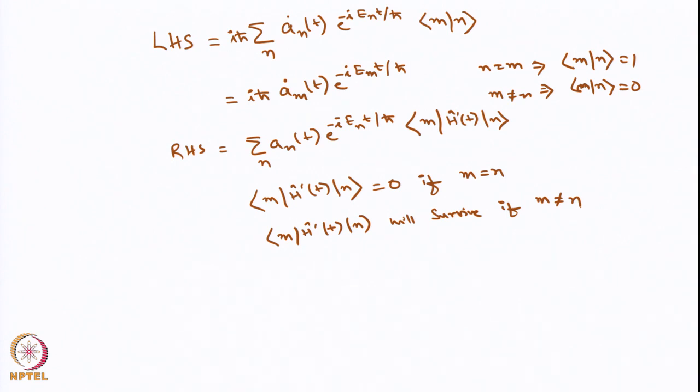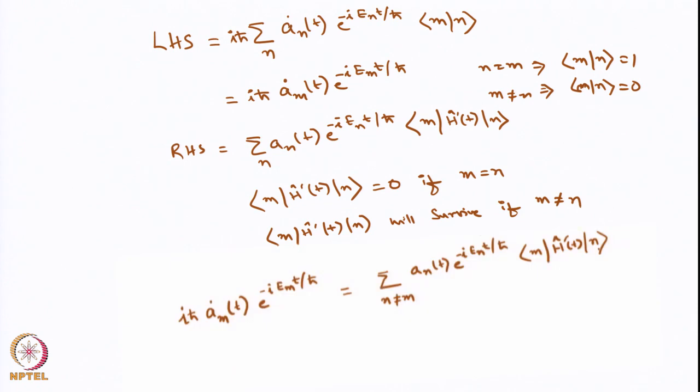Now, which means I can rewrite this equation as iħ ȧ_m(t) e^(-iE_m t/ħ) should be equal to the sum over n not equal to m. So, now you can take all these terms except when m is equal to n, which, as I told you, will not survive: Σ_(n≠m) a_n(t) e^(-iE_n t/ħ) <ψ_m|H'(t)|ψ_n>. So, this is the equation that we need to deal with. We will stop here for this lecture and continue in the next lecture. Thank you.